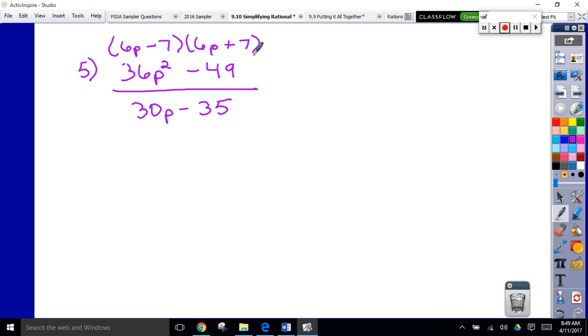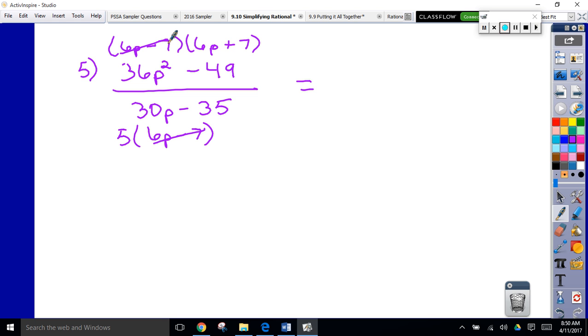Okay, what about the bottom? Sam, what could I do there? Good. Okay, what am I left with? 16 minus... Okay, so Zoe, what would my final answer be on this one? Is there anything I can cancel out? Which one? The negative 7, okay. So what's left? 7 over 5. No, we still have, you can't cancel out that 6p.